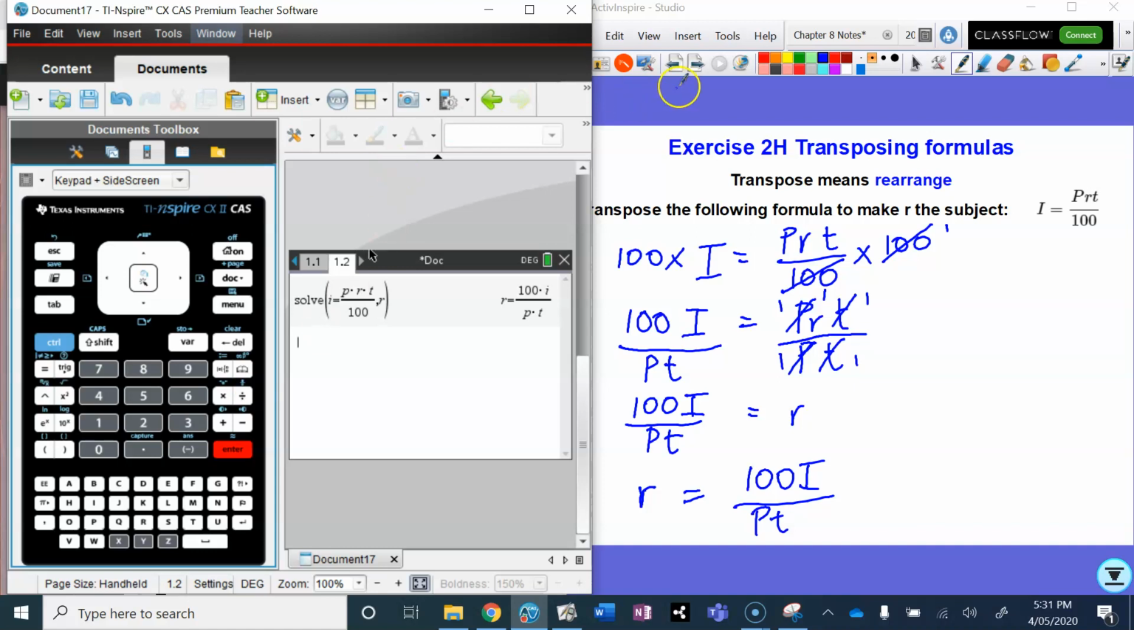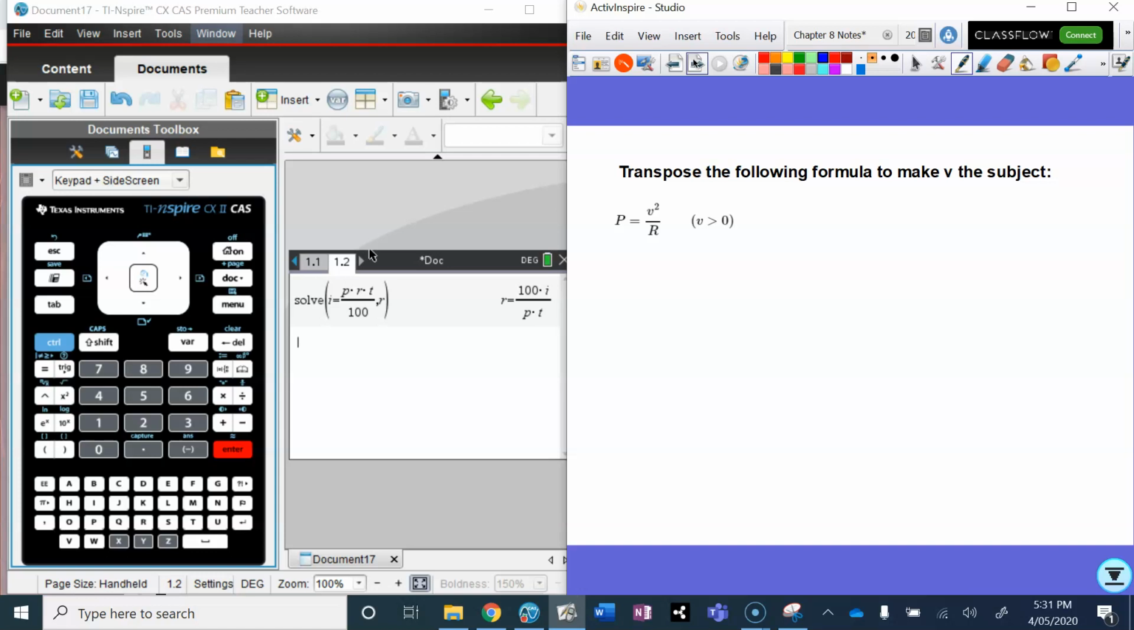Okay, a second one, just a quick little second example there. This one wants us to transpose or rearrange this formula to make V the subject. So we want to rearrange it so it looks like V equals something rather than P being the subject at the moment, P equals something. So we're going to rearrange that first of all by hand and then check it on the calculator. So in this example, this V greater than 0 basically means something towards the end of the question.